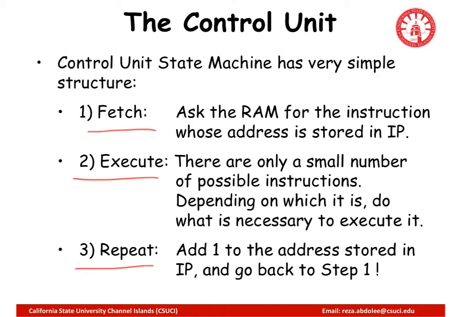In the fetch state, the control unit has the RAM send the instruction and stores that instruction in the instruction register. In the second state, it executes these instructions. There are only a small number of possible instructions for the CPU. And the third state is the repeat state, where it adds 1 to the address stored in the instruction pointer and goes back to step 1.